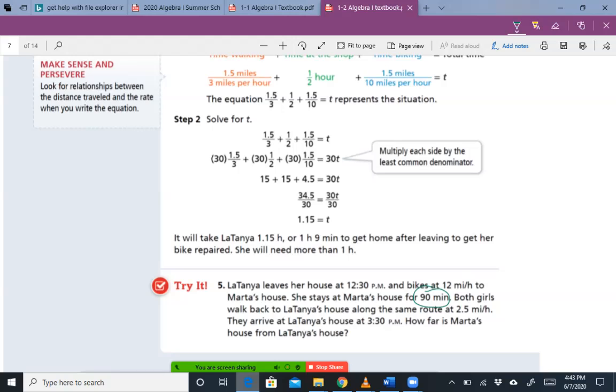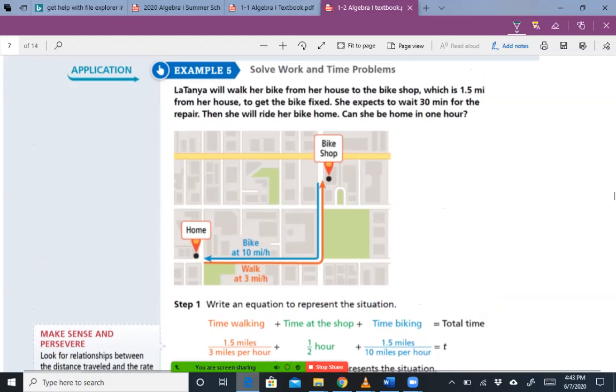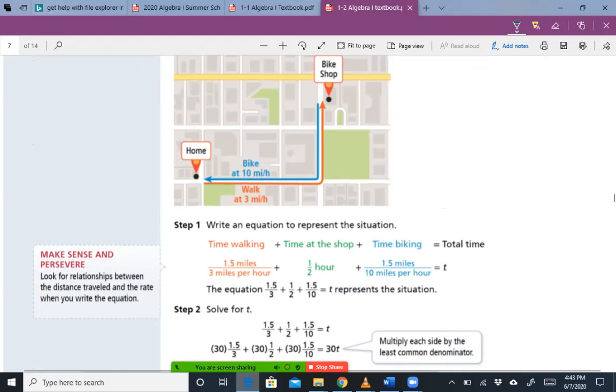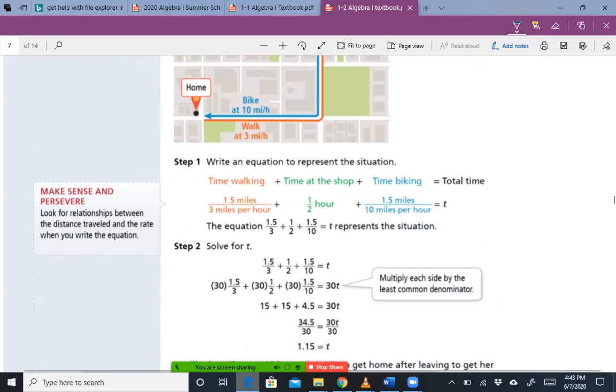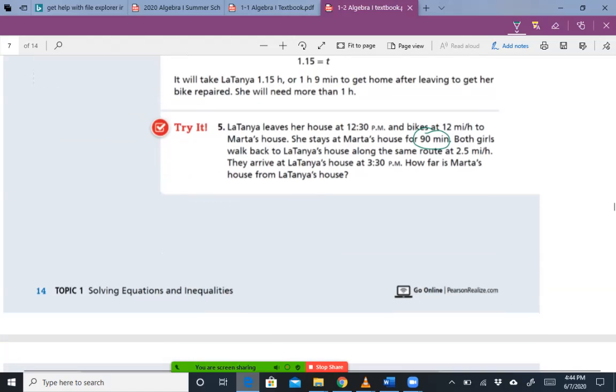So we don't know the total distance. Okay, that we don't know. So we need to figure out the total distance. So notice this right here. We know the distance from the biking place. It was 1.5 miles. So when I make my fractions, okay, here we go. So she leaves her house at 12:30. Okay, so and then she stays at Martha's house for 90 minutes.